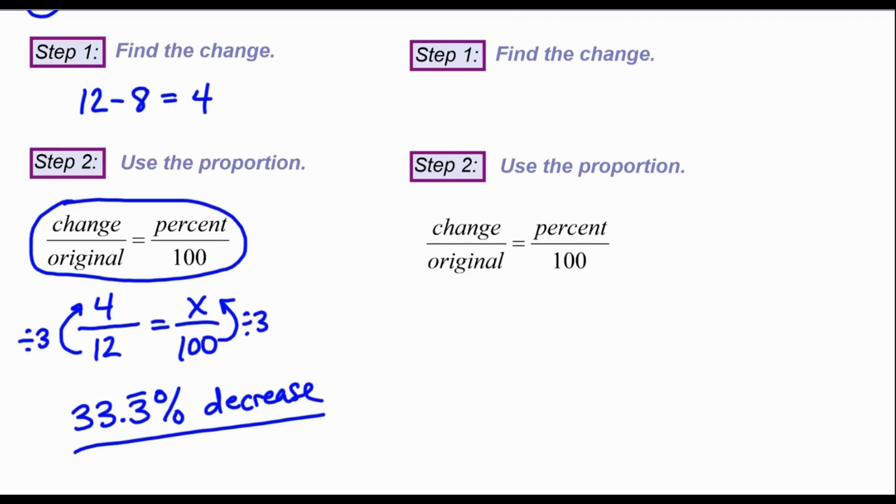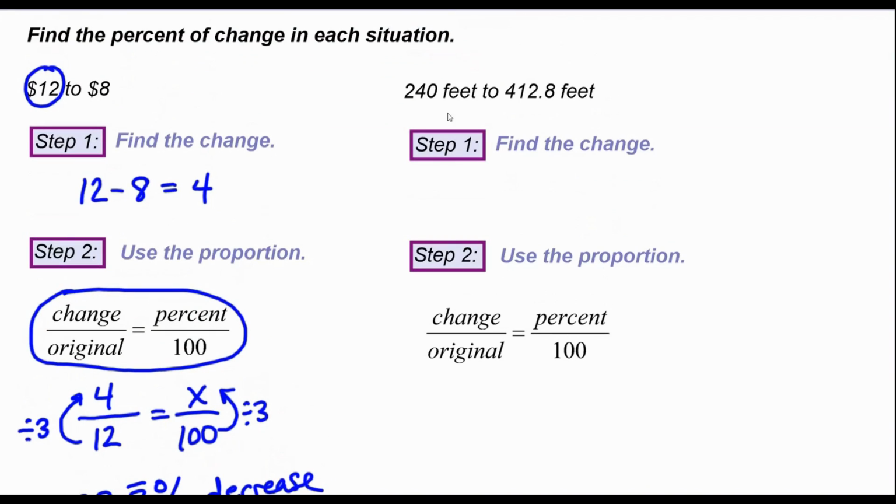So that's a 33 and one-third percent decrease in the amount of money. Next, we had a change of 240 feet to 412.8 feet. What is the percent of change? So again, the first thing I need to do is subtraction. Find out how much it changed. And when I subtract these numbers, I get a change of 172.8 feet.